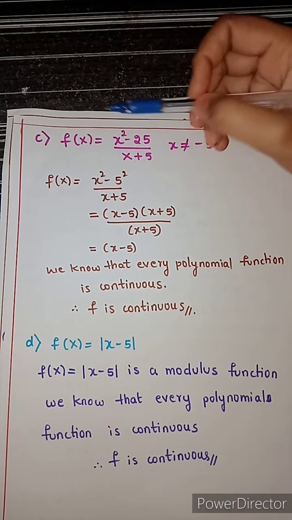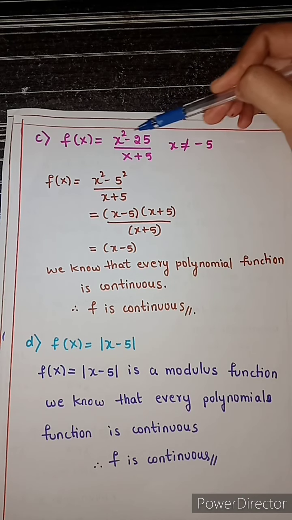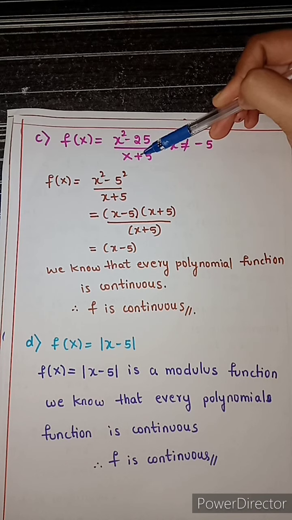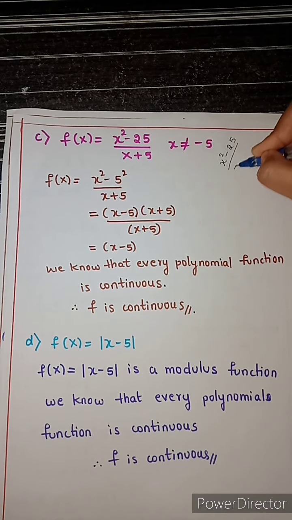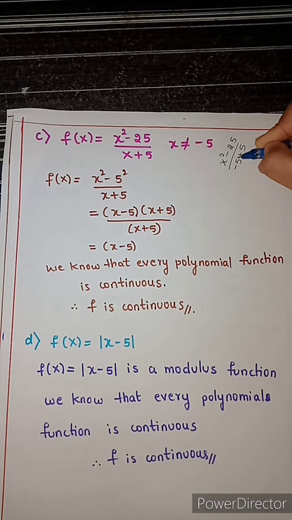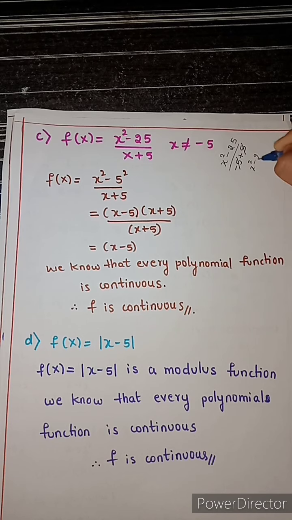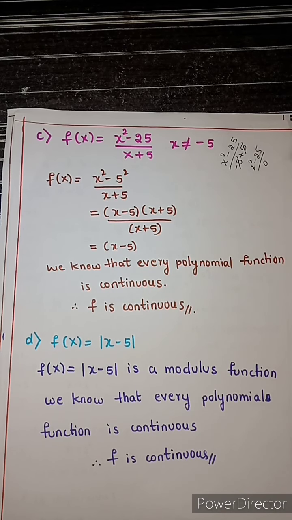Now let's move to the third sub question. f of x equals x square minus 25 over x plus 5, where x is not equal to minus 5. Here also the same. If I take minus 5 in the place of x, 0 will be the denominator. So it becomes undefined. So therefore we shouldn't take minus 5. x should not be equal to minus 5.